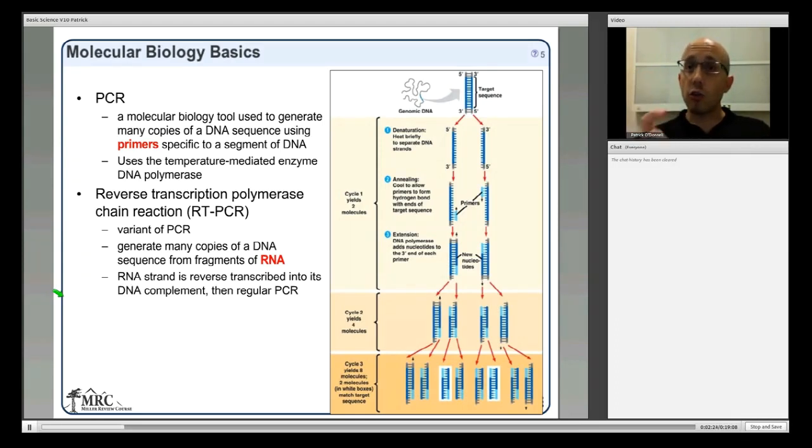What it does is it uses short primers of DNA to help amplify some segment of DNA. The way that it does this is via this temperature-mediated enzyme, DNA polymerase. So reverse transcriptase polymerase chain reaction, RT-PCR, remember, you see the PCR, you think DNA. The difference here is that reverse transcriptase takes RNA back to DNA for the DNA to be amplified. So it's a variant of PCR. It generates many copies of DNA from fragments of RNA. Remember, PCR, DNA. So what RT-PCR does is take RNA back to DNA and then amplify it.